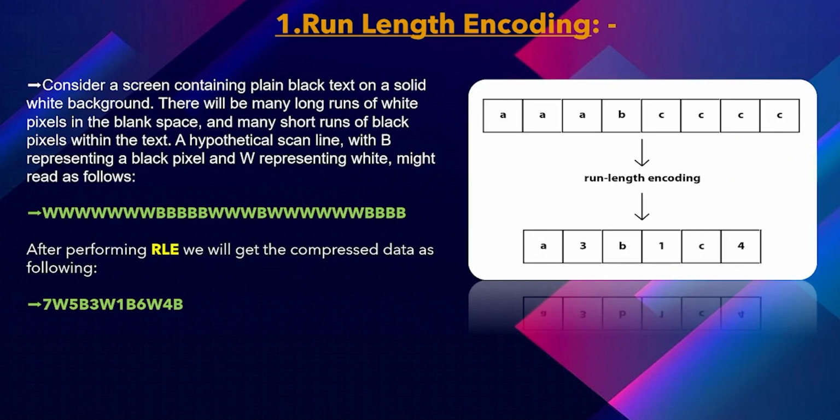Starting with run length encoding. Consider a screen containing plain black text on a solid white background. There will be many long runs of white pixels in the blank space and many short runs of black pixels within the text. A hypothetical scan line with B representing a black pixel and W representing white might read as follows. This one. After performing RLE, we get the compressed data as follows: 7W, 5B, 3W, 1B, 6W, 4B, which is a compressed version of the input string.